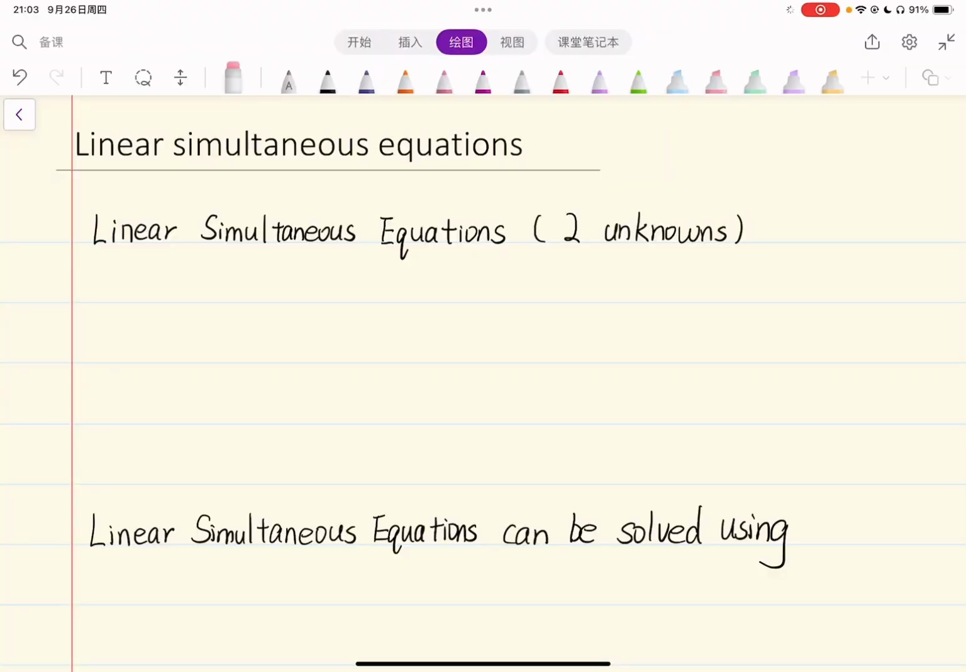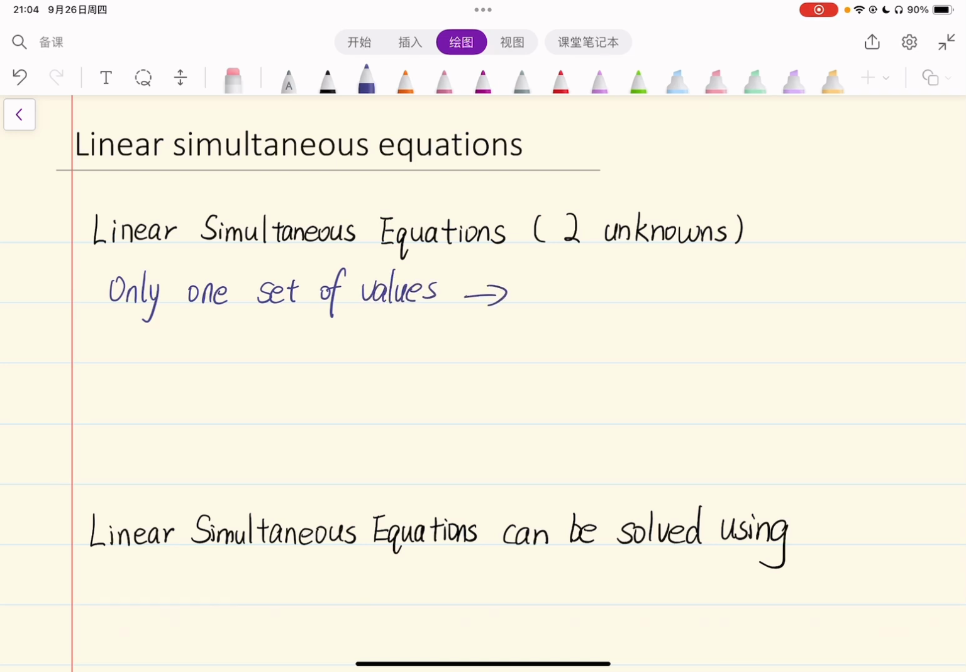Hello everyone, in this lesson we are going to talk about linear simultaneous equations. In this lesson we only focus on two unknowns. For any linear simultaneous equations, there is only one set of values that will make the equations become true at the same time.